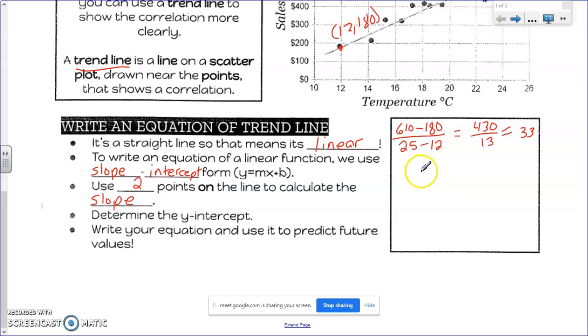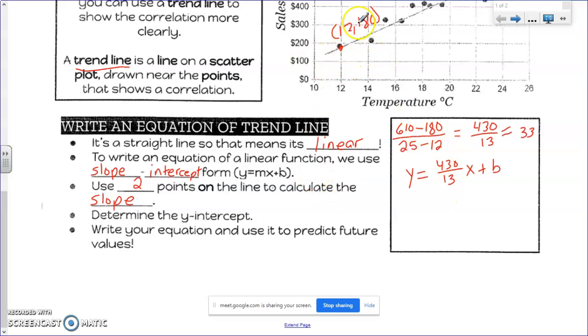But when we plug it in, we know this, 430 over 13, is the slope, so we have 430 over 13 x plus b. Can I tell exactly where b is from this line?